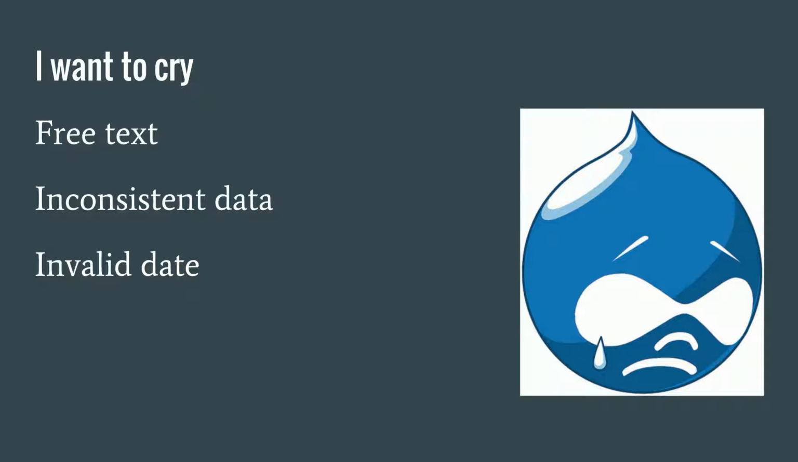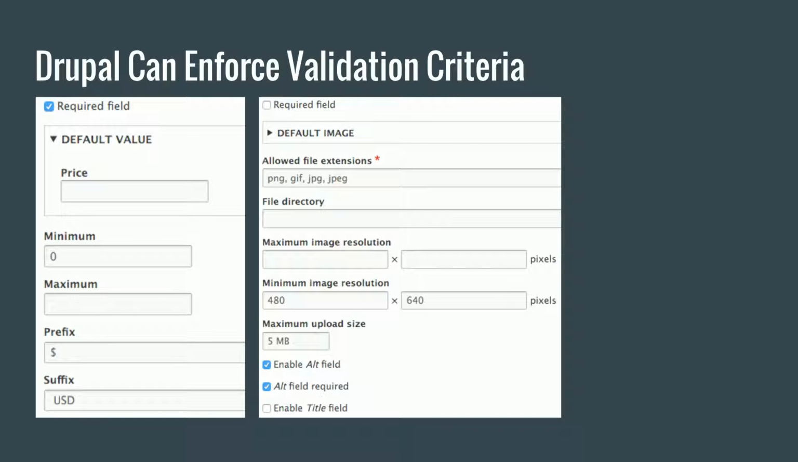How do you make Drupal happier? You use fields. Remember the boring explanation that I gave before? Now I'm going to give examples to make it clear. So for one, fields in Drupal can specify validation criteria. And there are different field types. We're going to see some examples next. But for example, here I have a number field, and here I have an image field.